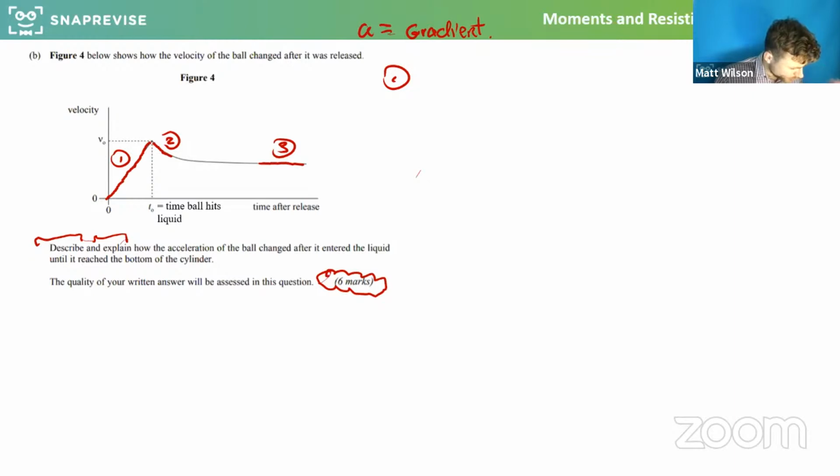So if we look at section 1, we see a constant gradient. So in section 1, we can say until the time t0, we can say that the acceleration is constant. And then a key question I have is, why is the acceleration constant here? What does that tell us about the motion? So until time t0, the acceleration is constant.